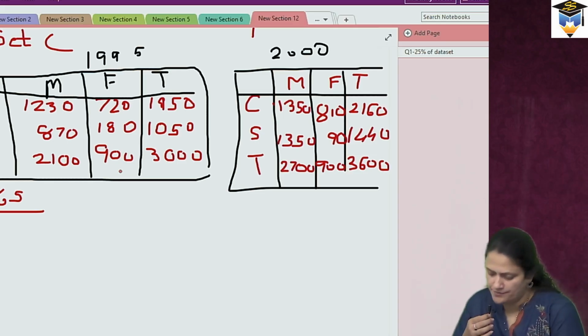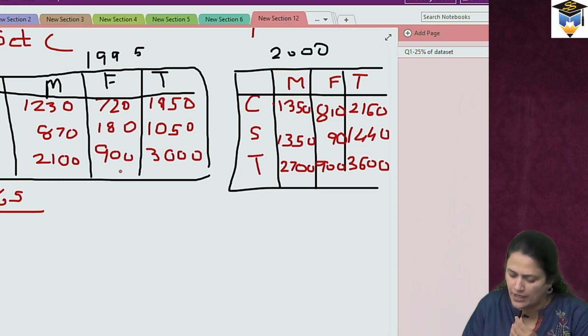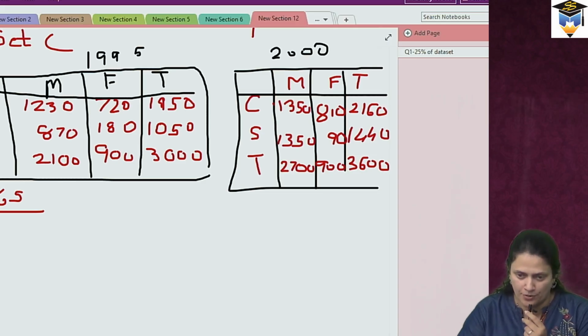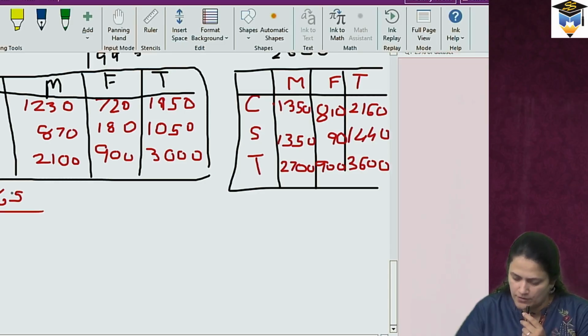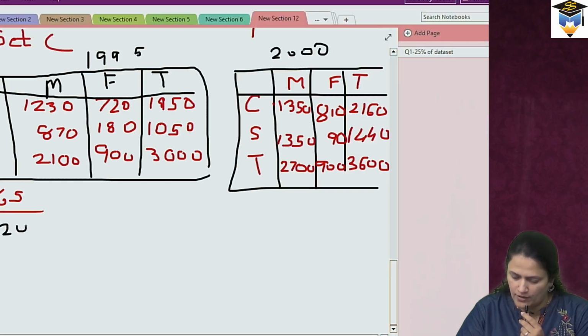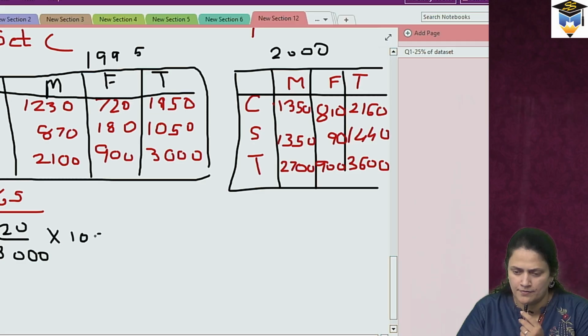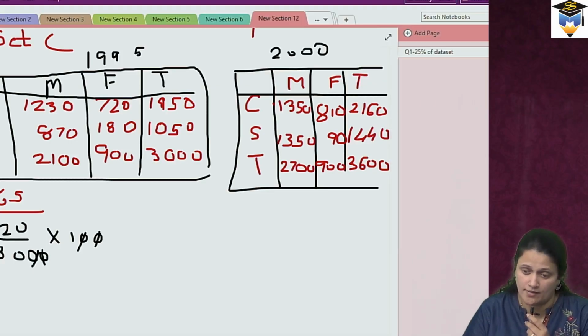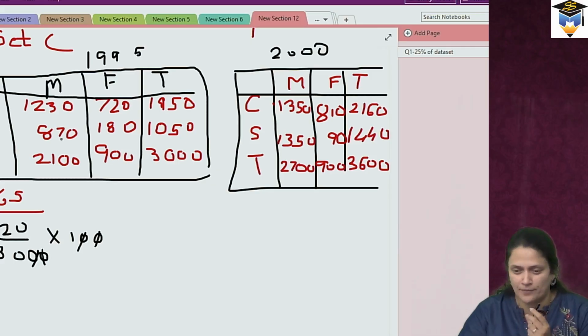20% of female students read science. So the number of females who read science, first let us find that out. 20 upon 100 into 3000. Tell me the answer.